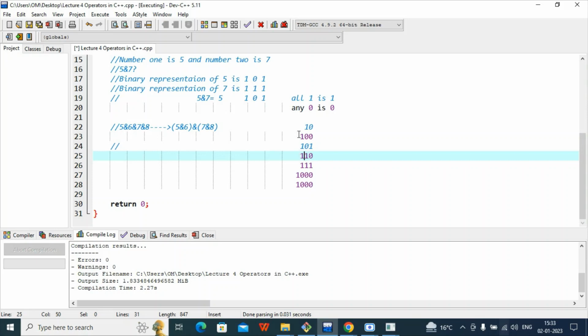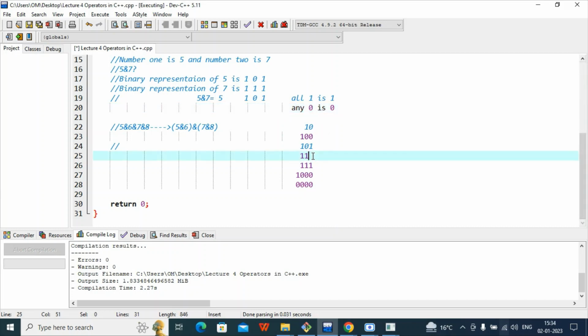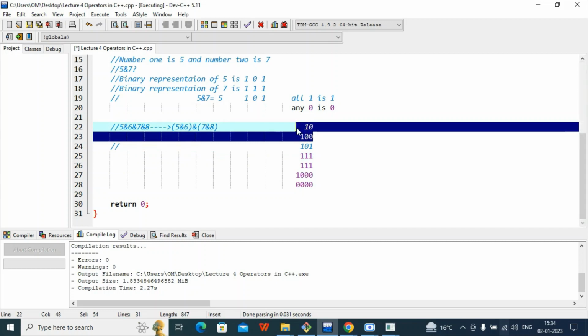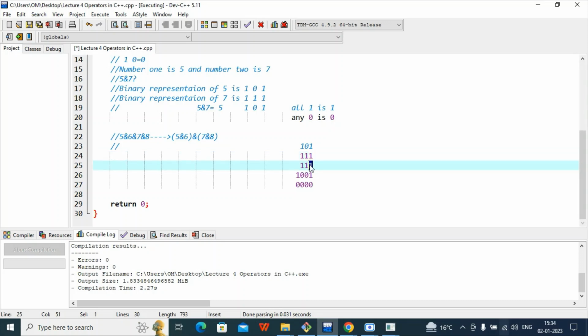Okay, so there is a 0, so it will not be 1 here, it will be 0 only, because all 1 is 1, any 0 is 0. Suppose, for example, you are not having these two numbers, you are having 1. Now there are all ones. See the rightmost side, 1 1 1. See my cursor, all ones, then you can include a 1.